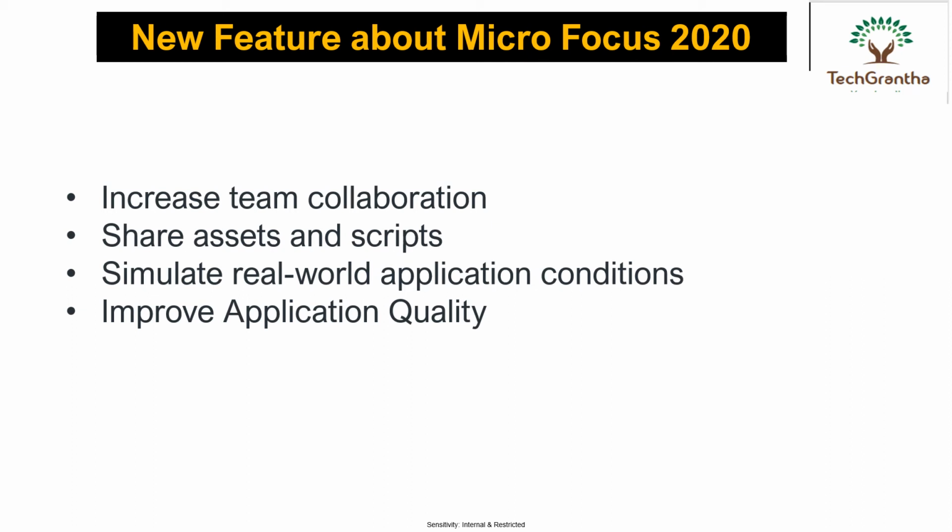The third thing is simulating real-world application conditions. On realistic scenarios we can identify and find the bottlenecks. The next thing is improved application quality. After adding the new cloud-based features on Micro Focus using DevOps, application quality has also increased. So that's the best feature that came in Micro Focus.